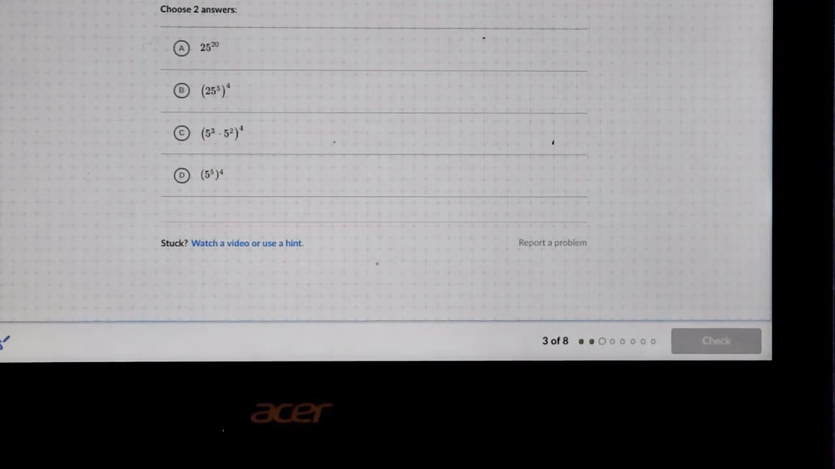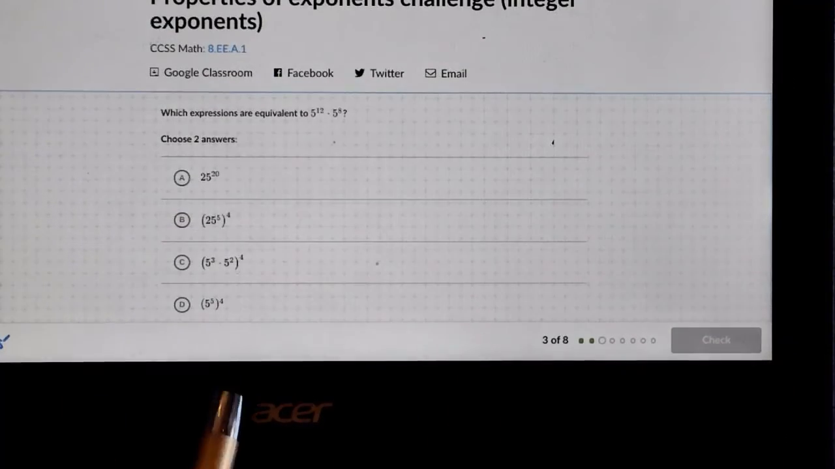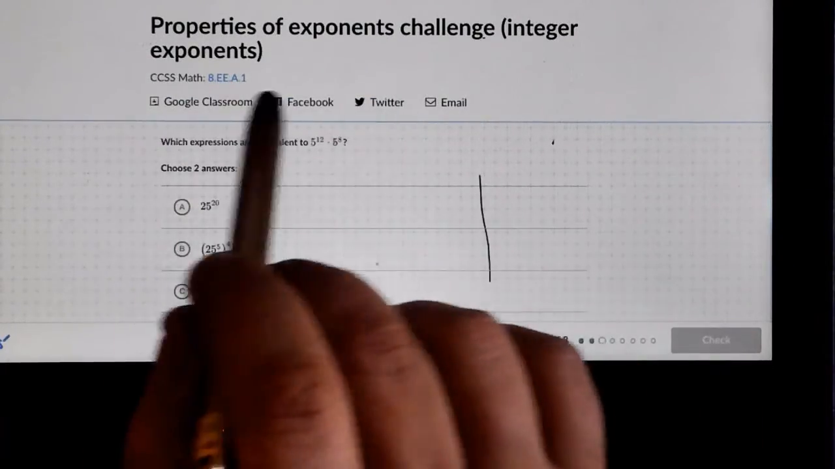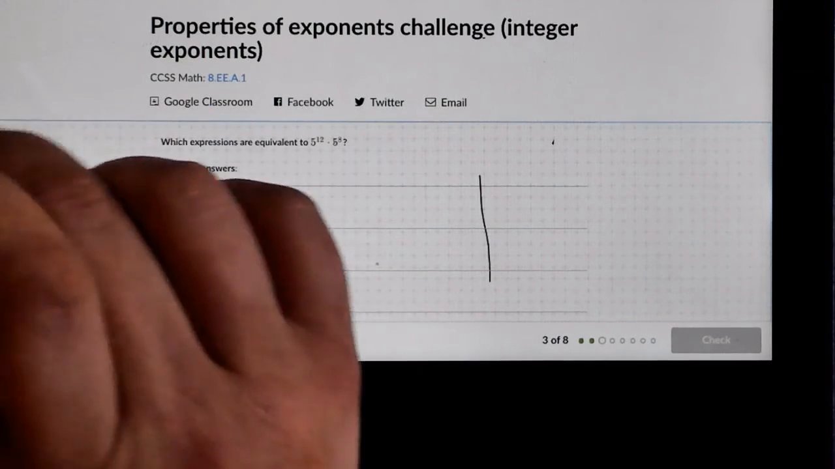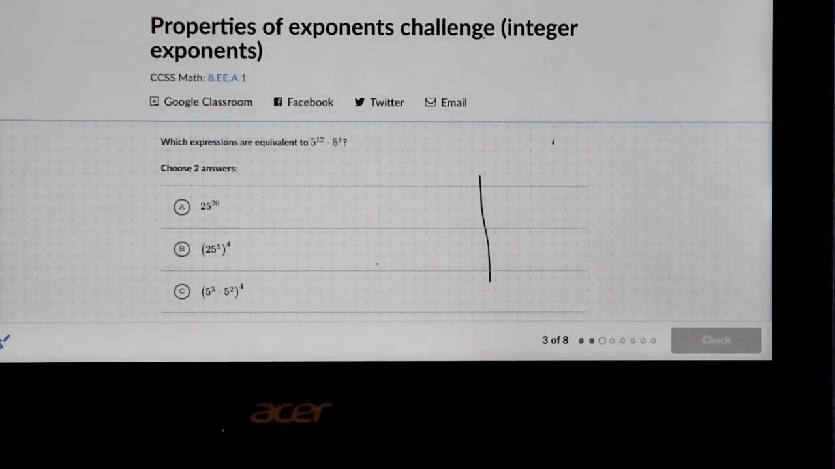So go ahead and give a try to the rest of these questions. These were a couple of examples, and these are the hardest ones. These exercises are the last ones you should be doing. You should start with the basic multiplying and dividing, and then power of products, and then this exercise. Let me know if you have any questions.